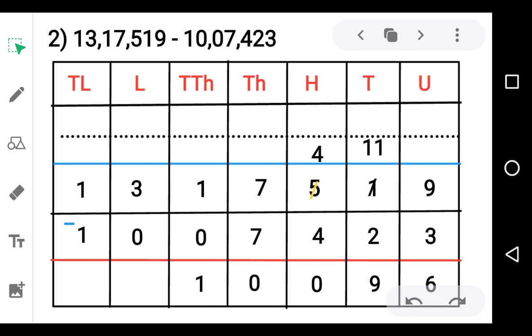Now we subtract 0 lakh from 3 lakh. So 3 minus 0, 3 in the lakh place. Now we subtract 1 ten lakh from 1 ten lakh. 1 minus 1, 0. So we get the answer 3,10,096. Let's move to the next question.